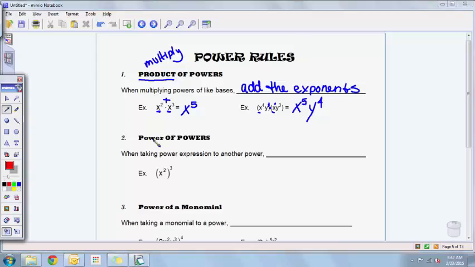Right, next rule, power of powers. Powers of powers are like when you take a whole monomial here, x to the second, and you're going to raise it to another power. It's like you've got double powers, okay?